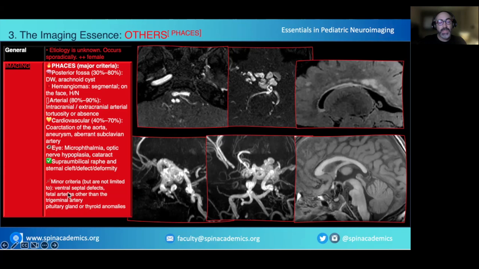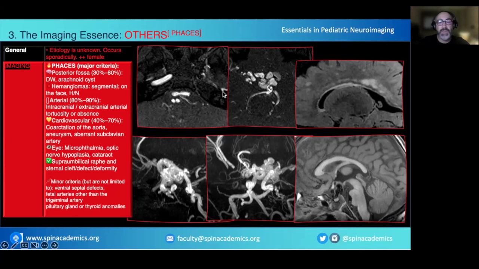And also there are minor criteria, which mainly are ventricular septal defects, fetal arteries different from the trigeminal artery, which is not so rare, and also pituitary gland and thyroid anomalies.